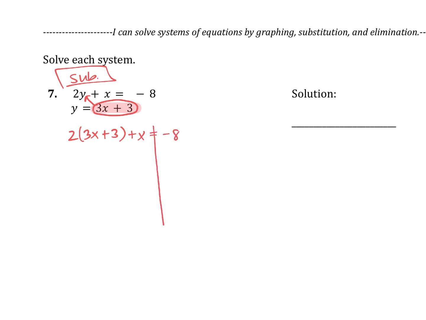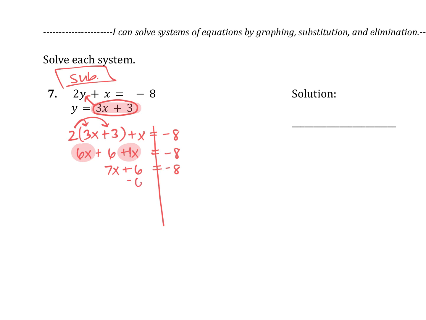Now I just got to do some algebra here. I'm going to start by distributing. So I get 6x plus 6 plus x equals negative 8. Now 6x plus x gives me 7x. I combined my like terms here. There's an imaginary 1 in front of this x.